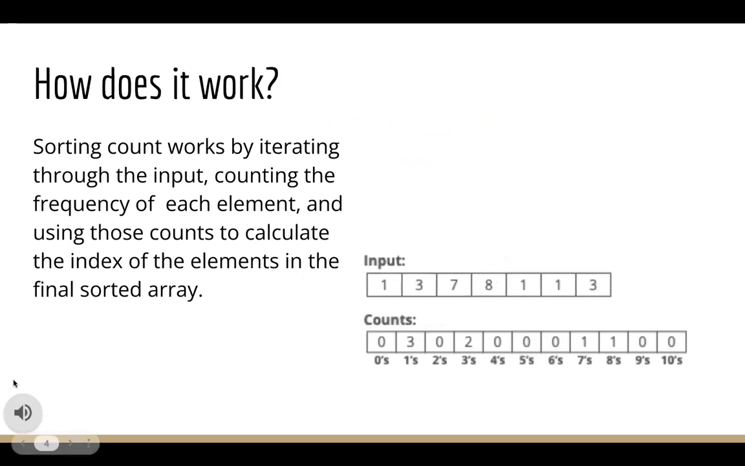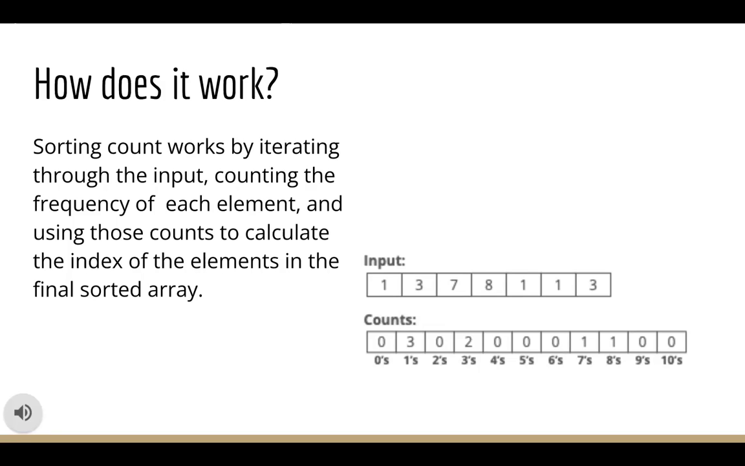So how does the counting sort algorithm work? Counting sort works by iterating through the input, counting the frequency of each element, and using those to calculate the index of the elements in the sorted array. So let's say we have an array with whole numbers from 0 to 10. The idea is to count how many zeros we see, how many ones we see, how many twos, threes, and so on. Since there are 11 possible values, we'll use an array with 11 counters, all initialized to 0.